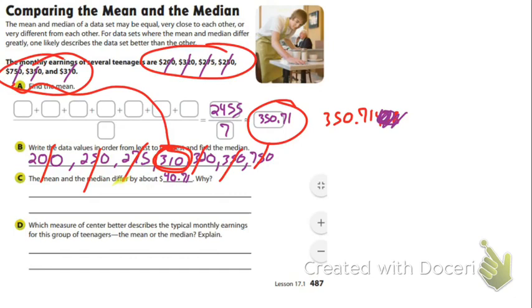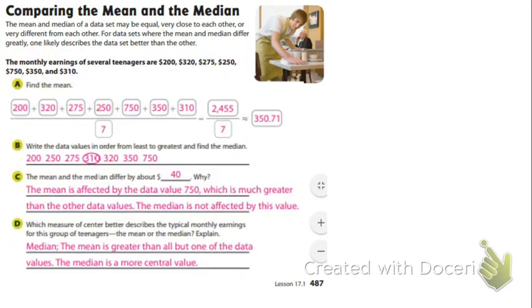So here, the best bet would be to use the median. And this is what the book suggests. Because the mean is greater than all but one of the values, the median is a more central value, which means more typical, more what a teenager can expect to earn.